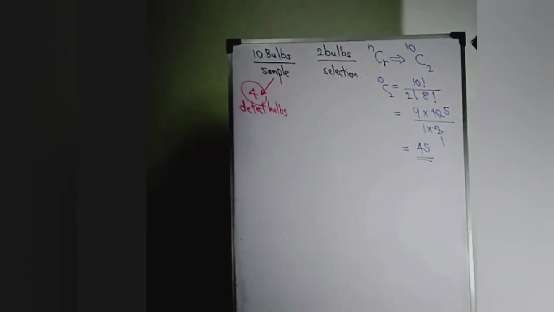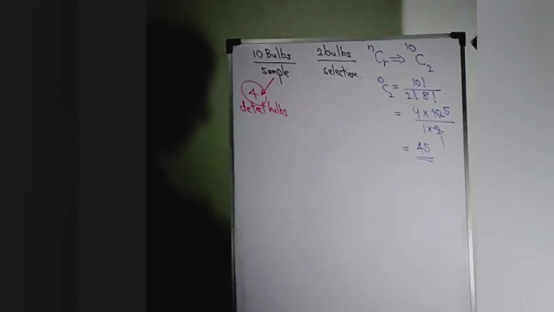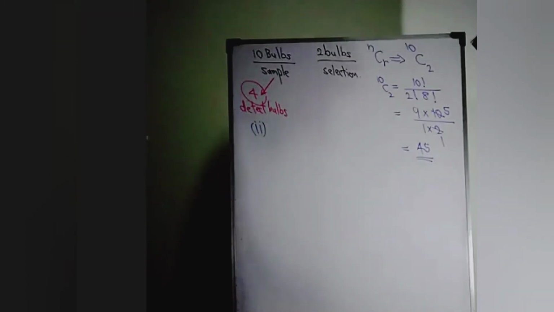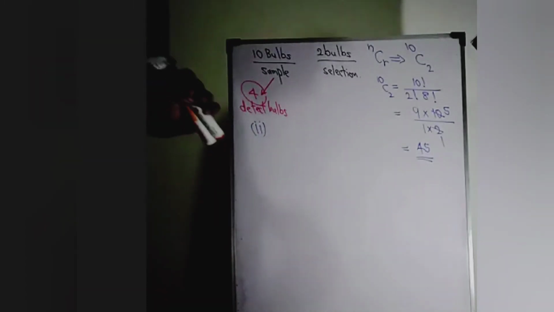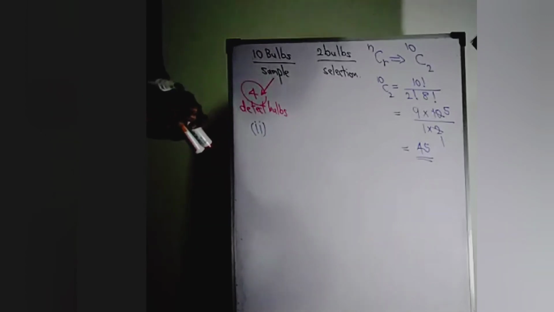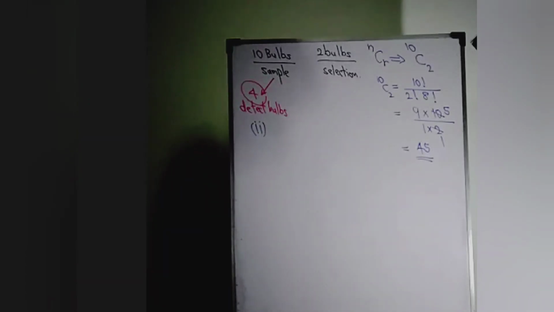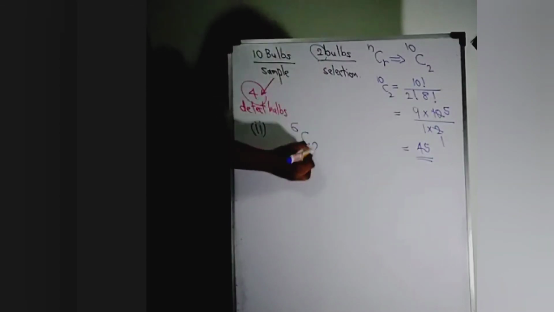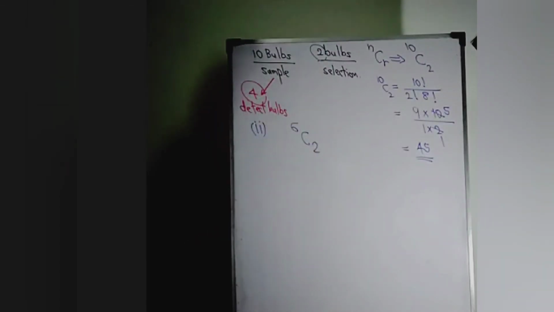Find the probability none being defective. So we can't select a single defective bulb here. Therefore, in this case, what is our sample? Good bulbs. So out of 10, we have 4 defective, 6 are good. Both selections must be out of these 6 because we have to select good bulbs. So the sample is 6, we have to select 2.